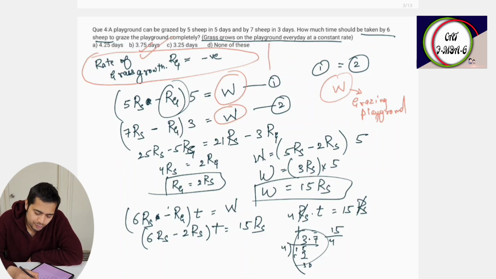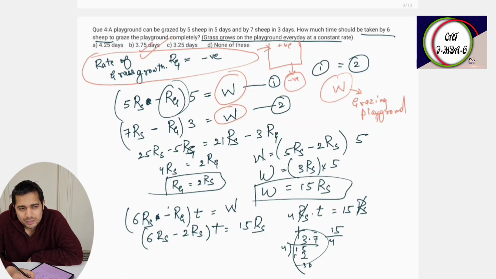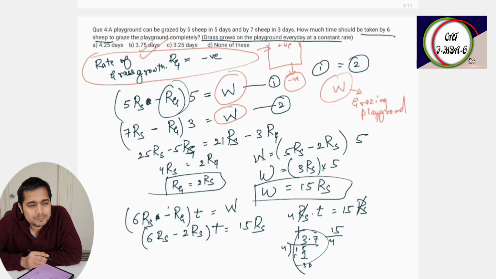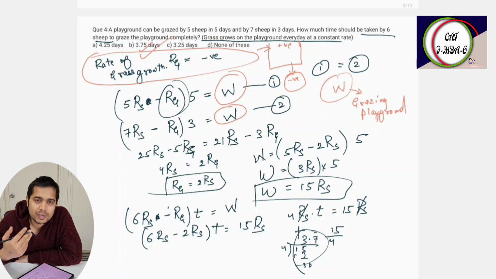If suppose a question comes of filling a tank, tap A fills, that will be positive. Tap B empties, that will be negative. So whatever is deconstructing our work, that is taken as negative. Whatever is adding to our work or constructing our work, that is taken as positive. Let us say two people are working together, Ram and Shyam. Both are building a wall and Ram is putting the bricks, so that work will be taken as positive. Shyam is taking out bricks, so rate of Shyam will be taken as negative. I hope you got it. So let's move ahead to the next question.